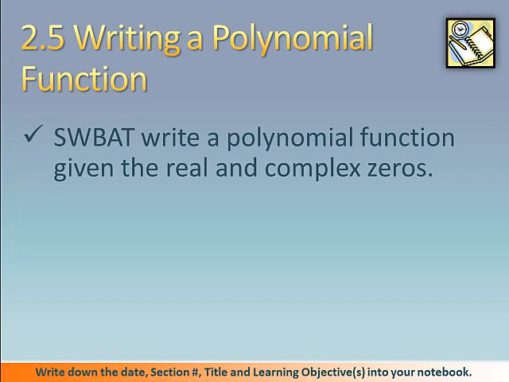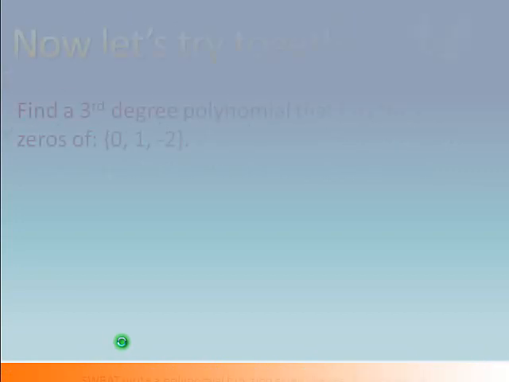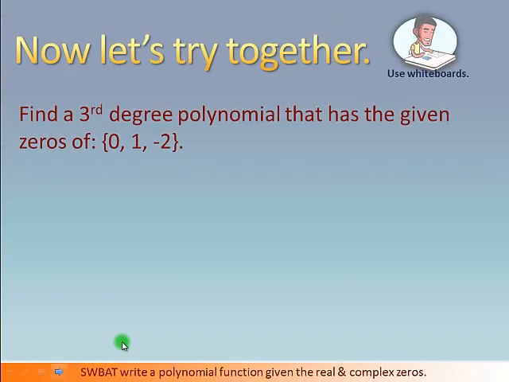Quick review, section 2.5, writing a polynomial function. Students will be able to write a polynomial function given the real and complex zeros. Alright, let's try our first problem. For this first problem, it asks us to find a third degree polynomial that has the given zeros of 0, 1, and -2.